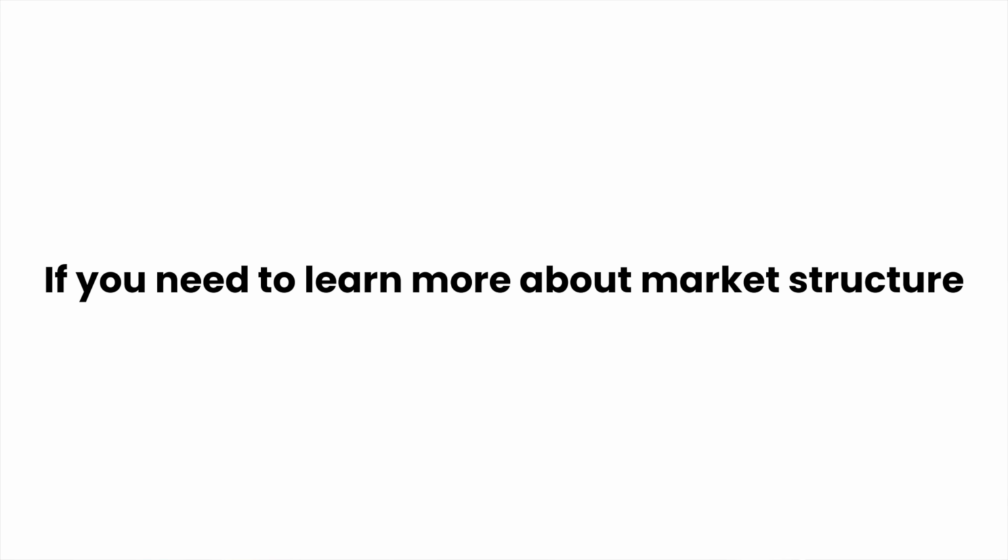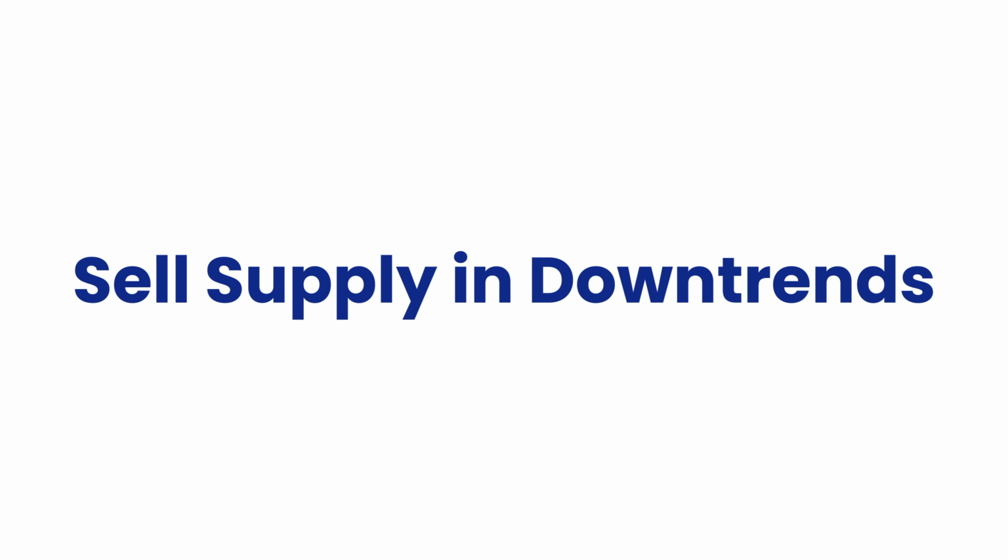If you need to learn more about market structure, click the card in the top corner of this video to watch my class about that concept. Buy demand in uptrends and sell supply in downtrends. And if you break this all-important rule, you will go broke fast, so don't forget it.